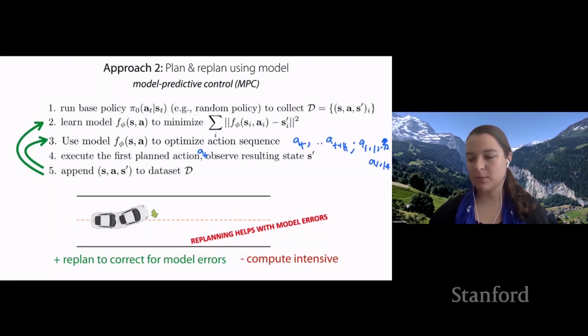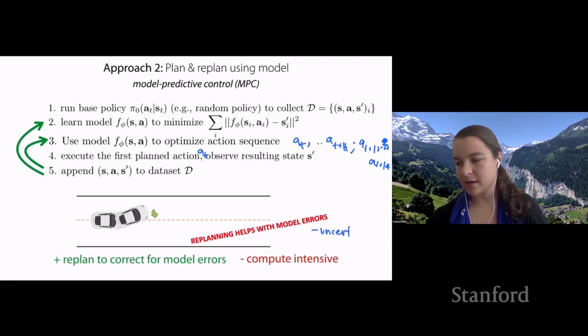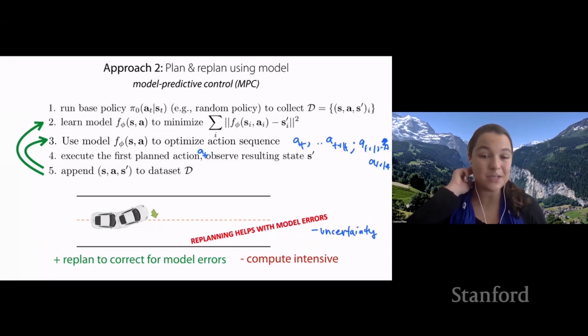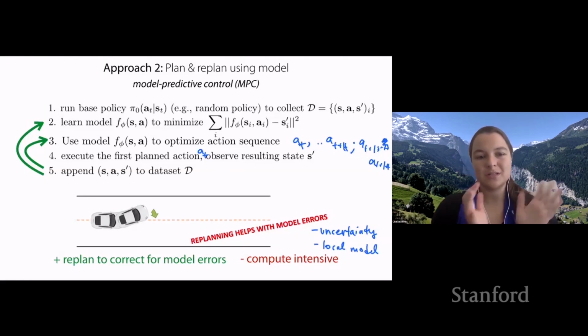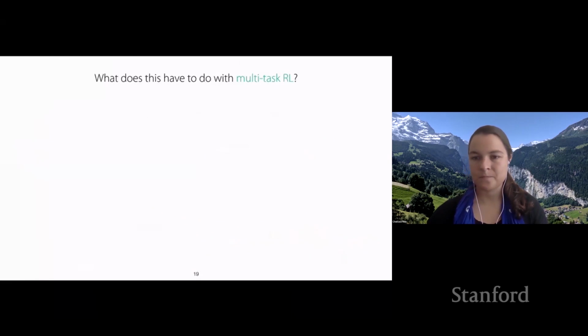So this is one approach that can help with model errors. There's a number of other approaches as well that we won't have time to get into. This includes things like uncertainty estimation, where you try to measure the uncertainty of your model and be conservative with regard to your model's uncertainty. There's also approaches that try to use only a local model and constrain the action optimization to be close to where the model is accurate. Okay, so that's the gist of how model-based reinforcement learning algorithms work.